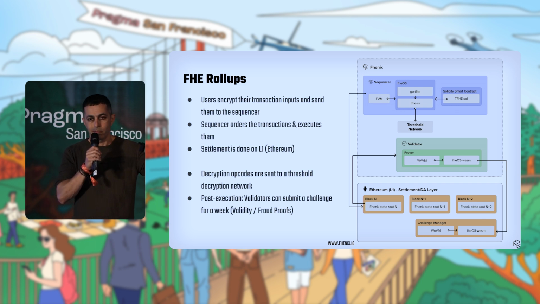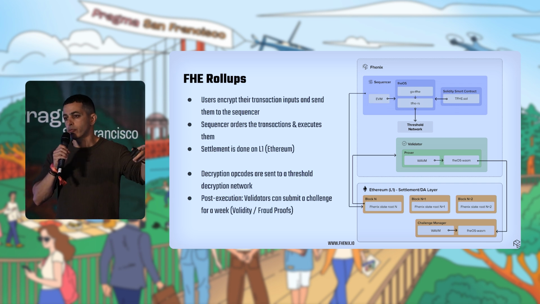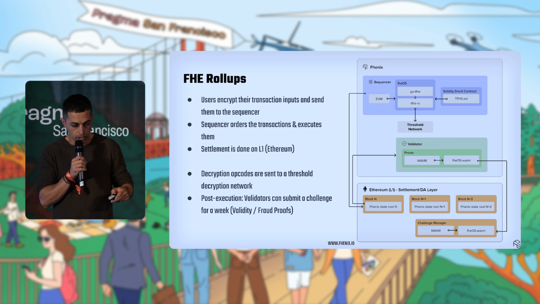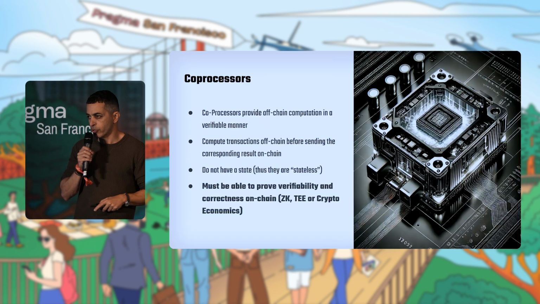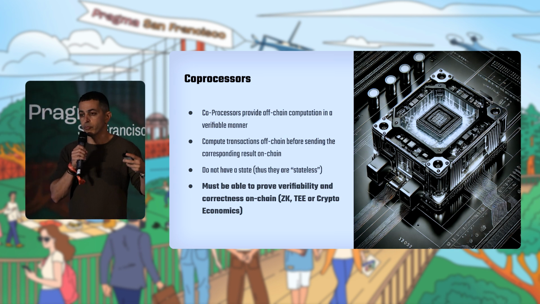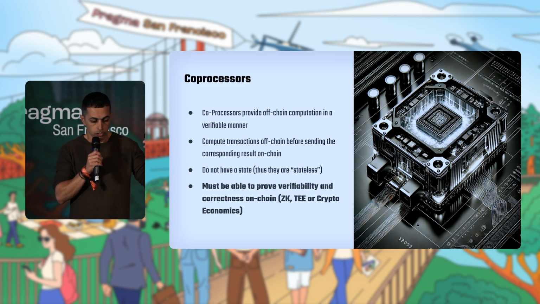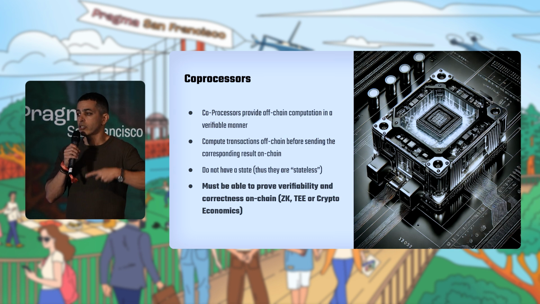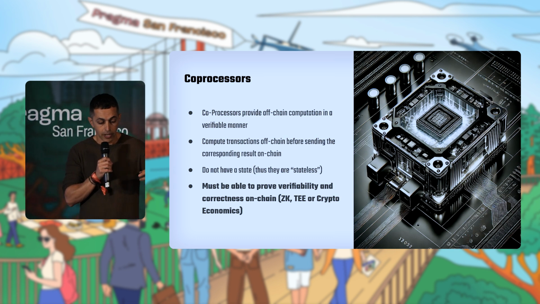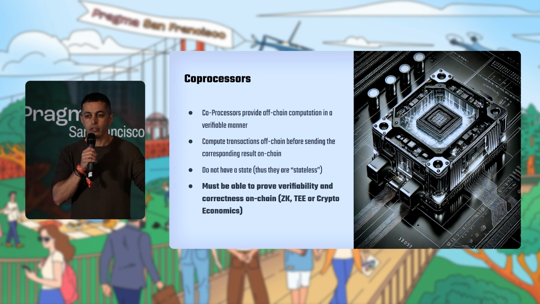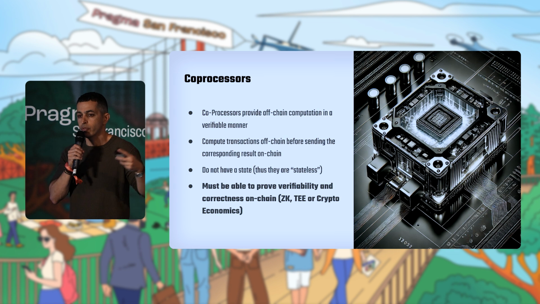Now, what if I have an L1 or an L2 or an L3 and I want to use FHE computation and I don't necessarily want to use an FHE rollup? The solution for that is a coprocessor. For those of you who may not know what a coprocessor is, a coprocessor enables you to do computation off-chain. So a high-level flow is that you take a computation, you send it to the coprocessor, it runs the computation and sends you back a response, and the reason that you would trust the coprocessor is because it would also send you a proof that the computation was executed correctly.